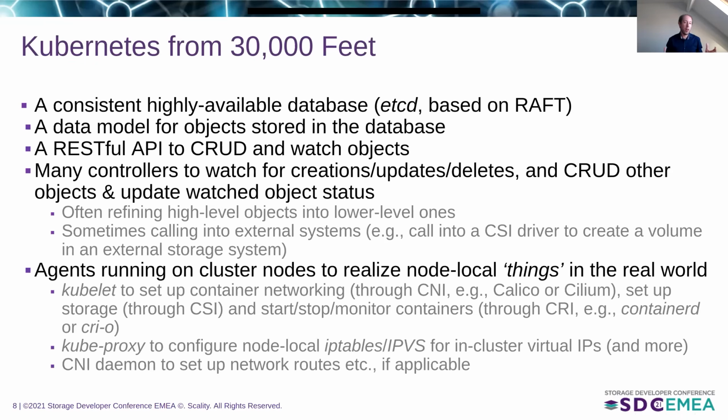Finally, to realize all of this in the real world on particular nodes, servers in your cluster, there's a bunch of agents that run on your various servers in the cluster. First and foremost, there is Kubelet, which is really the workhorse of a Kubernetes cluster. It sets up container networking by calling into so-called CNI plugins. CNI stands for the Container Networking Interface. A couple of implementations of those are, for example, Calico or Cilium, which really set up cluster-wide networking.